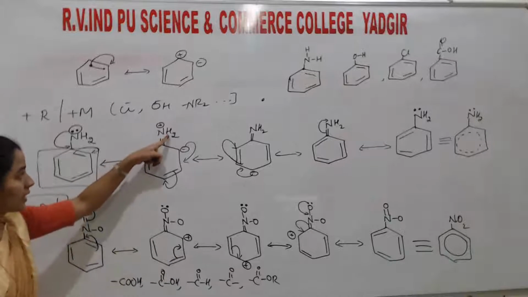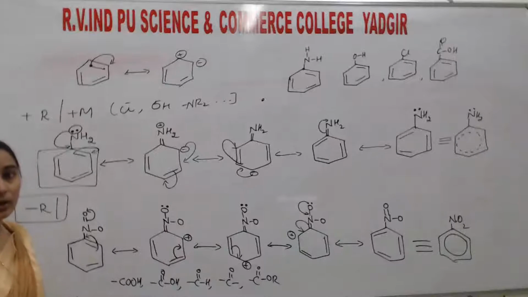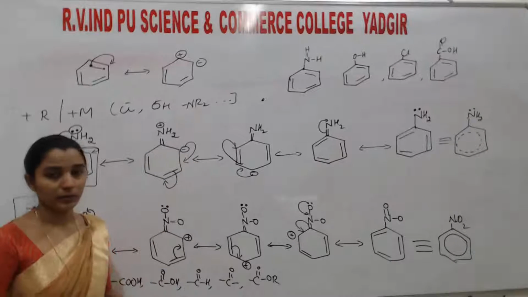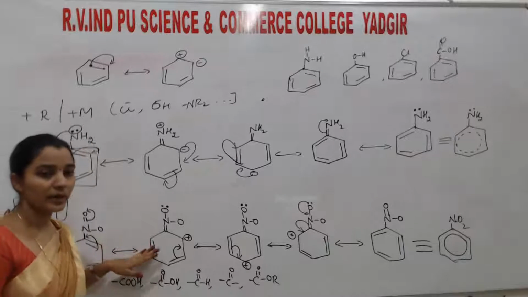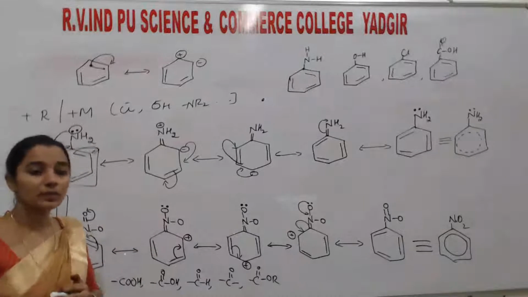But here, this NH2 group doesn't involve in resonance. This becomes unstable. Understand? So this one is what? Plus R and minus R effect. So what is the plus R effect?